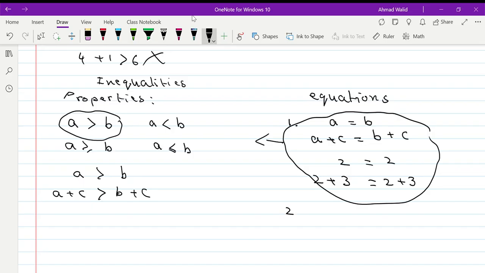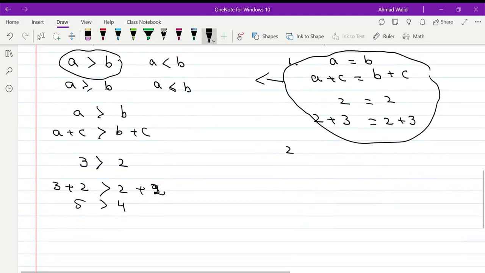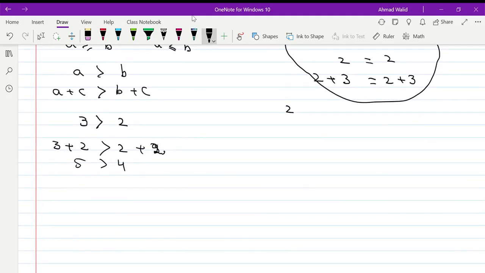For example, 3 is greater than 2. If I want to add 2 to the right side, I have to add 2 to the left side also to keep the balance. You see, 3 plus 2 gives you 5 and 2 plus 2 gives you 4. Still 5 is greater than 4, correct? The second rule was subtraction, correct?